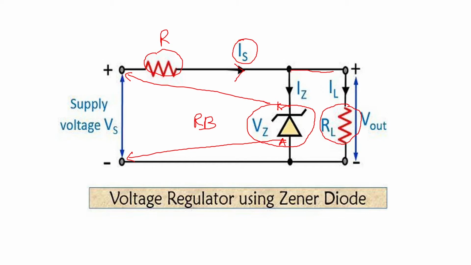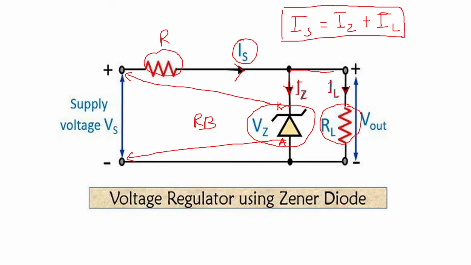The current which flows in this branch, the Zener diode branch, is called the Zener current IZ, and the current which is going to flow through the load is the load current IL. Here you have the relation of these currents: the source current will be equal to the Zener current plus the load current. This is a very important relation to have when you explain the working of the Zener diode as a voltage regulator.